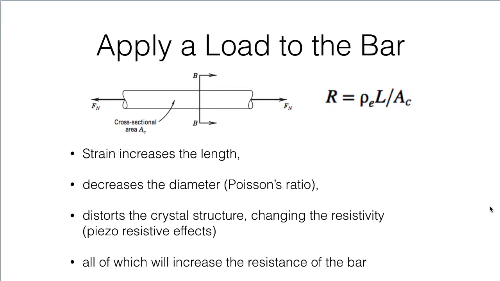If we apply a load to the bar, then we'll have strain increasing the length and decreasing the diameter due to Poisson's ratio, and it's going to distort the crystal structure, changing the resistivity. So you'll have piezoresistive effects. And all of those are going to increase the resistance of the bar if we stretch it, or decrease the resistance of the bar if we compress it.